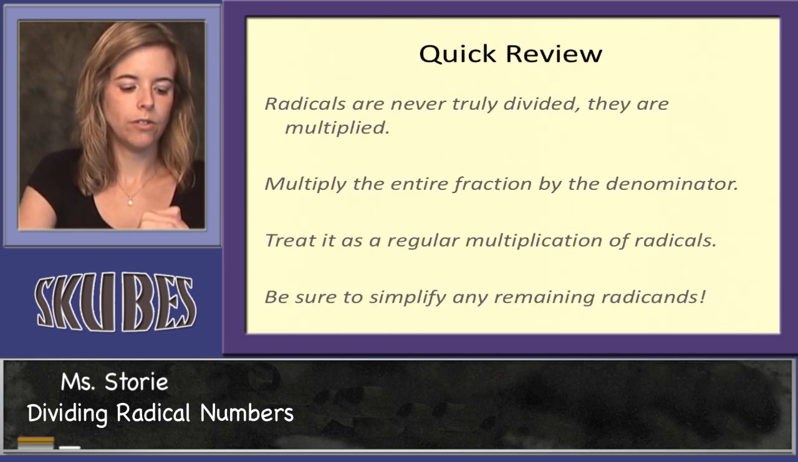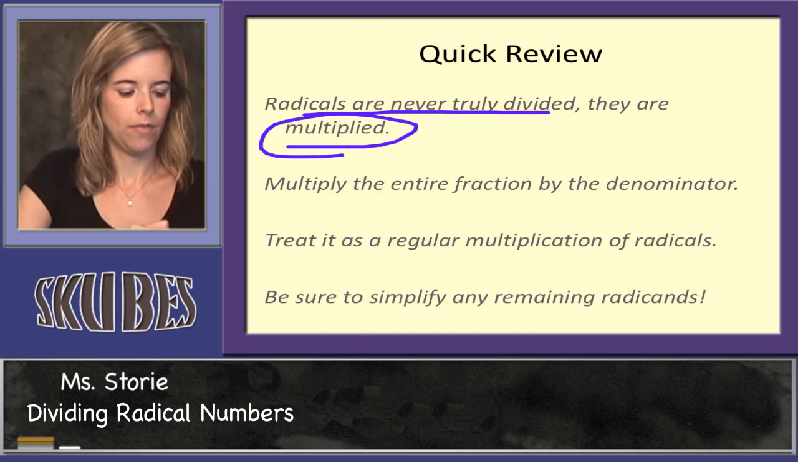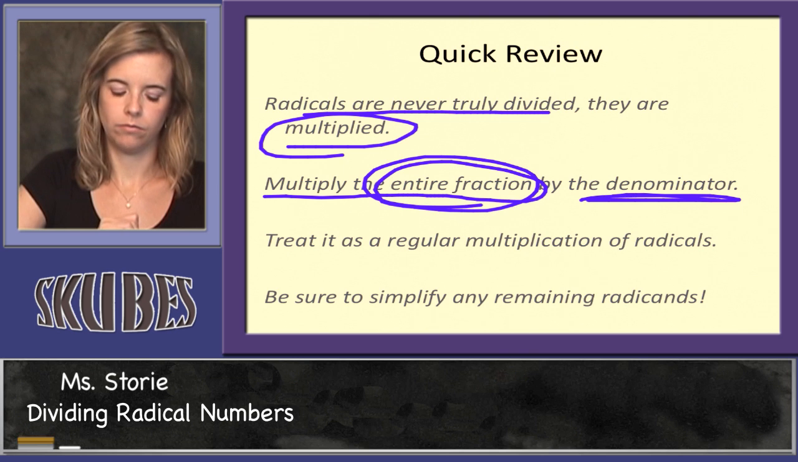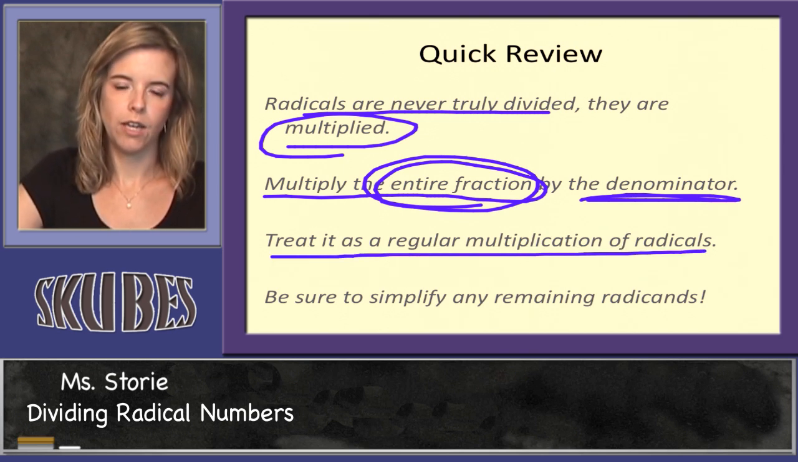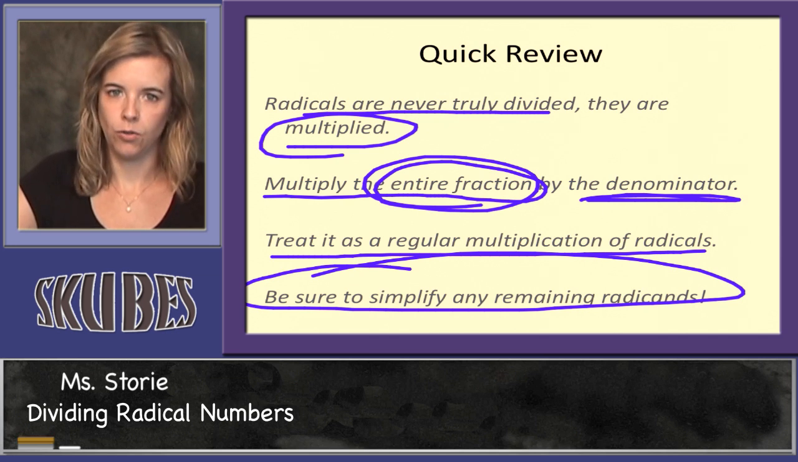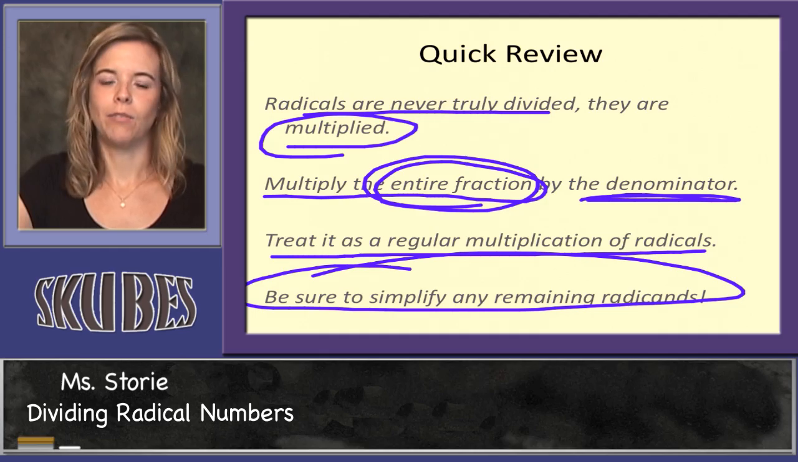Okay, a quick review. Radicals are never truly divided. We don't really ever divide them. We multiply them. We multiply the entire fraction by the denominator. Treat it as a regular multiplication of radicals after that, and be sure to simplify any remaining radicands and whole numbers just like we did. And that's it for our lesson on dividing radical numbers.